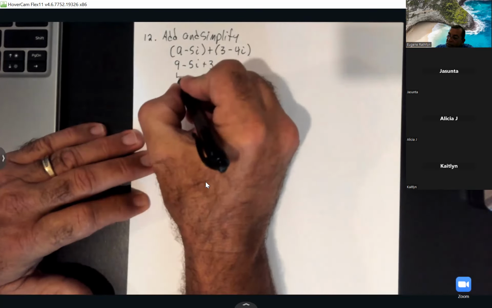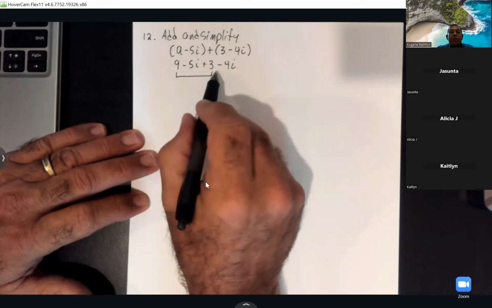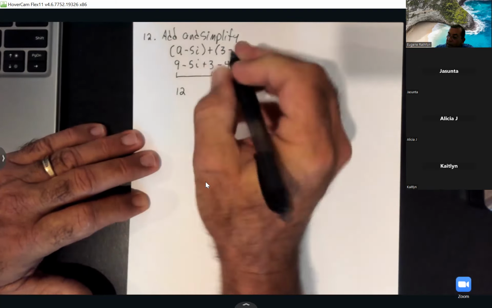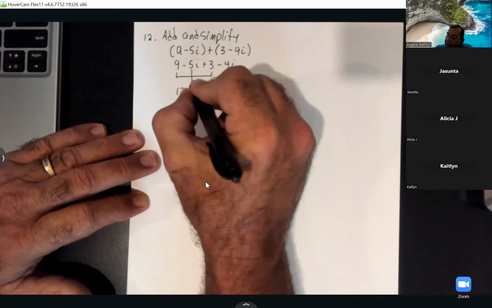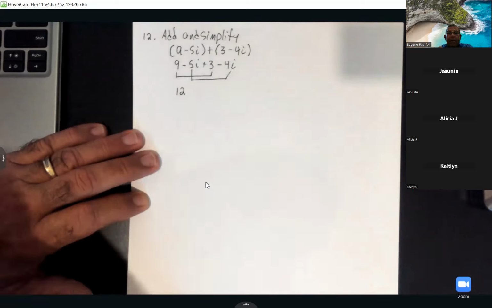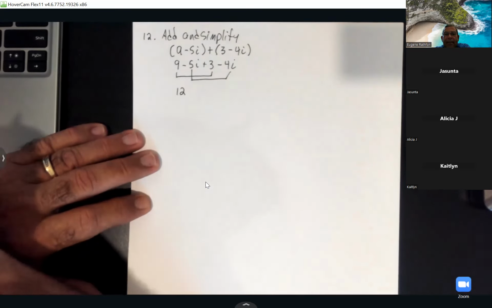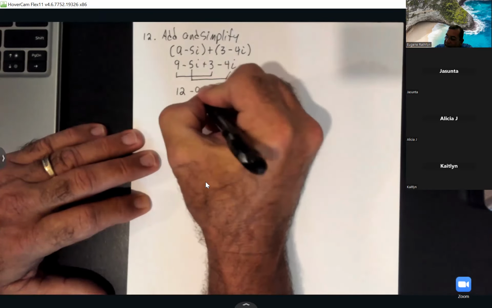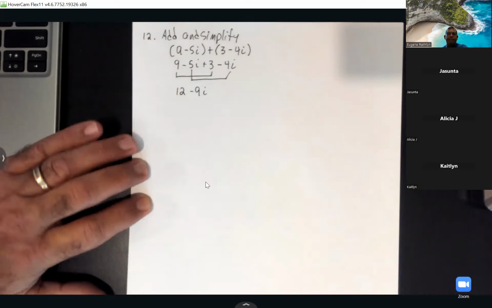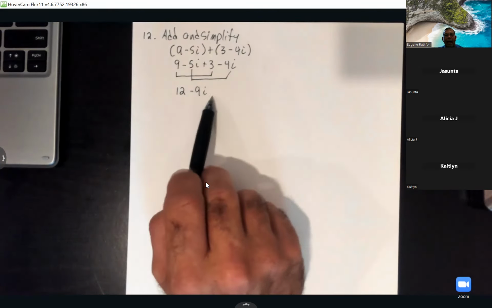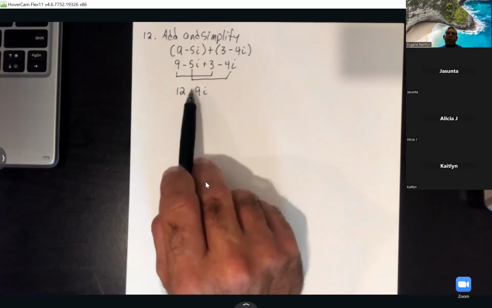So first I add the real numbers. The 9 plus the 3, that's going to give us a 12. And then our -5i and our -4i. Remember, adding like signs, keep that sign and add those numbers together. So my -5 and -4 will give me a -9i. So notice, we didn't change how they looked when we added them. All we changed is how many we had.